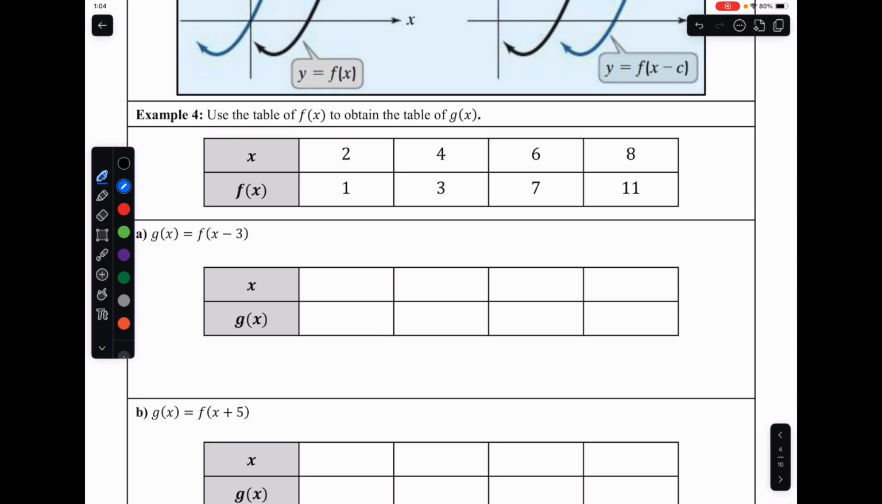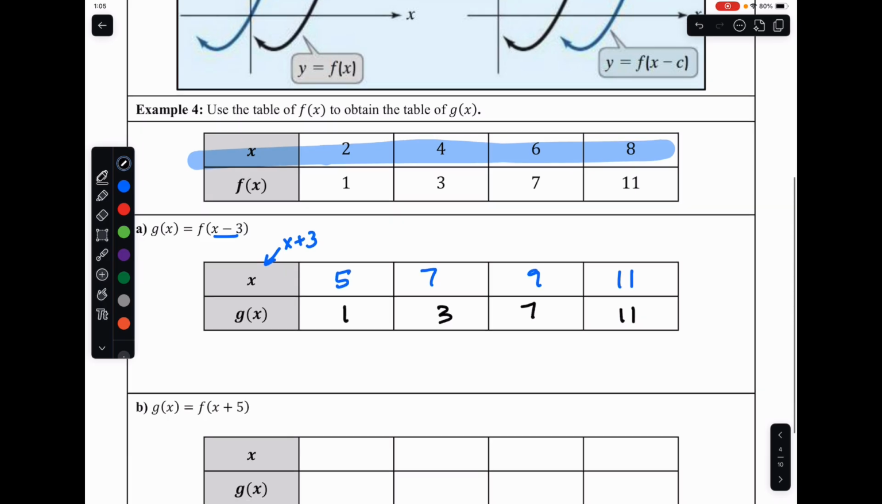So this notation doesn't mean to subtract 3 since I need to move it to the right. That means I need to add 3. So all my x values are going to be increased by 3. So if my original x values are 2, 4, 6, and 8, the new ones would be 5, 7, 9, and 11. While the y values are going to be 1, 3, 7, and 11. Those don't change.